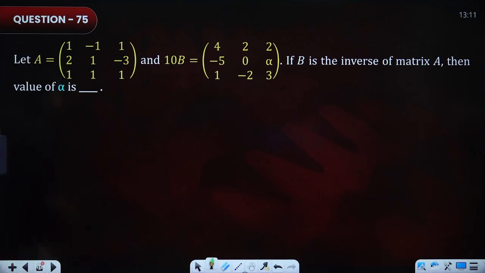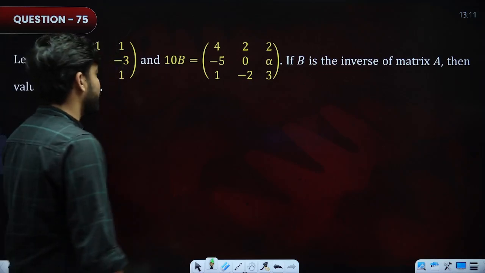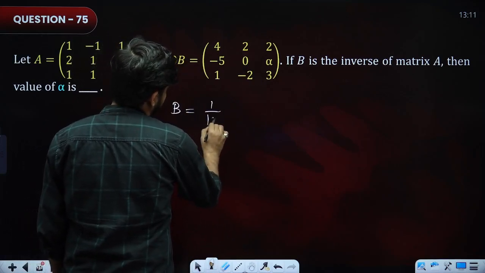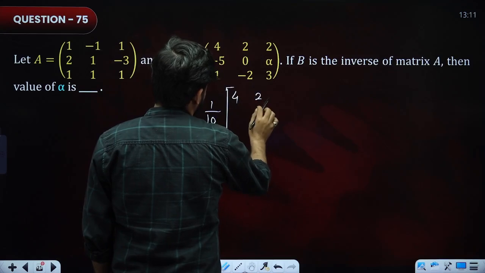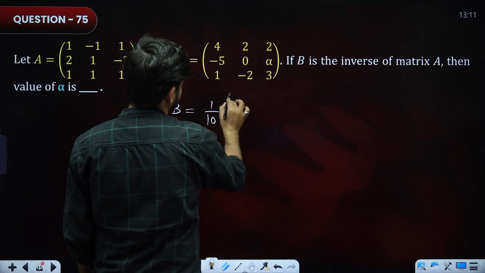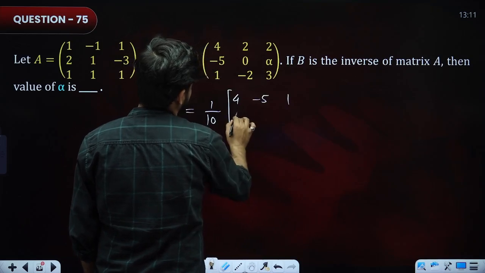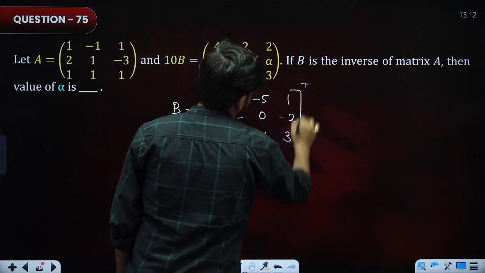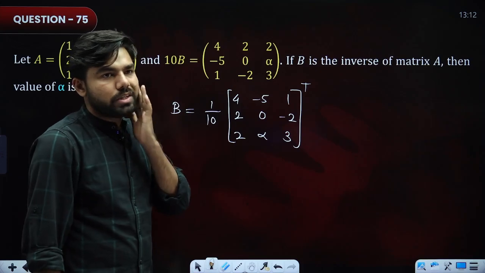Now the next question, we have two determinants over here, A and 10B. If B is the inverse of matrix A, let's try to write B over here. B is equal to 1 by 10. Okay, and let's take the transposition of it. So we can write 4 minus 5 1, 2 0 minus 2, 2 alpha 3. Okay, if I take the transposition again over here, we get the value.